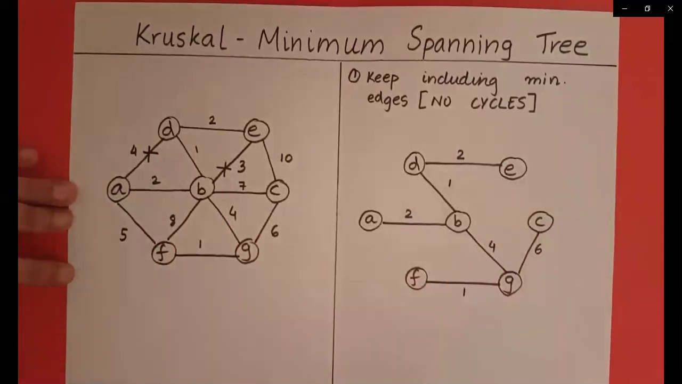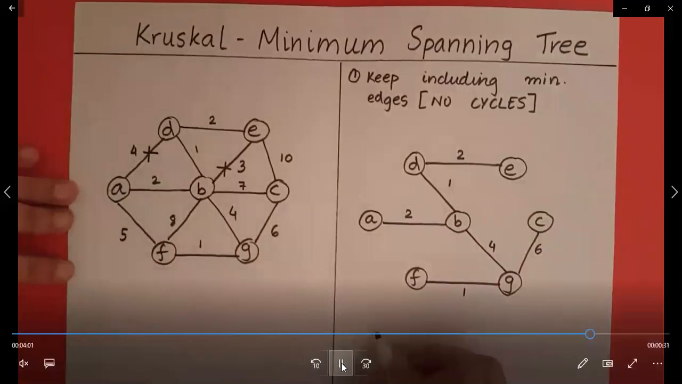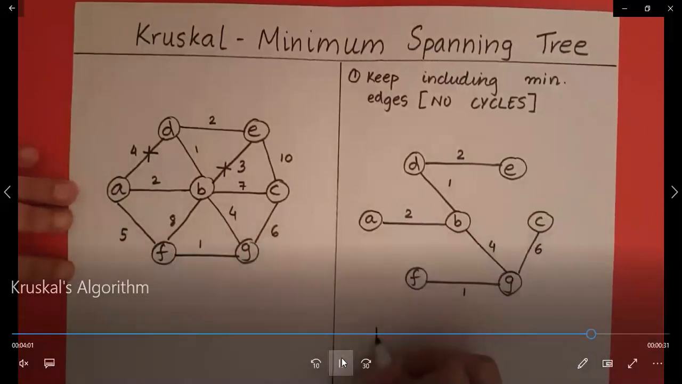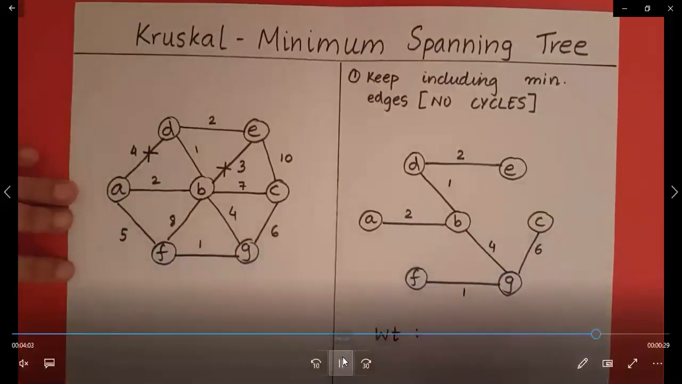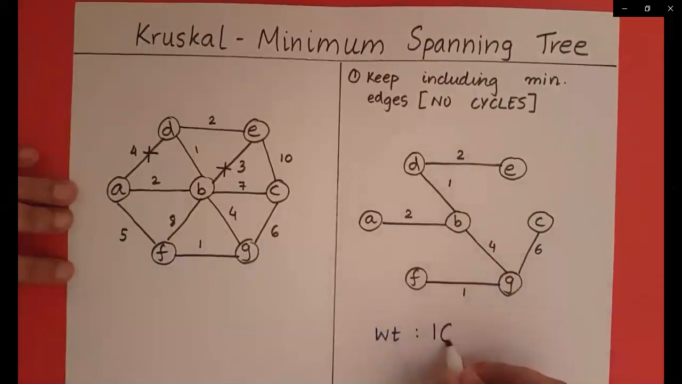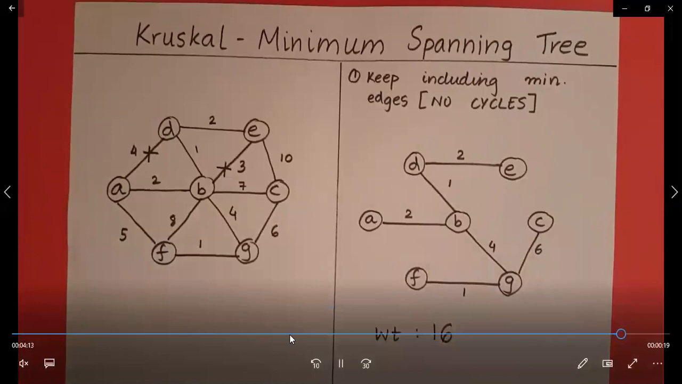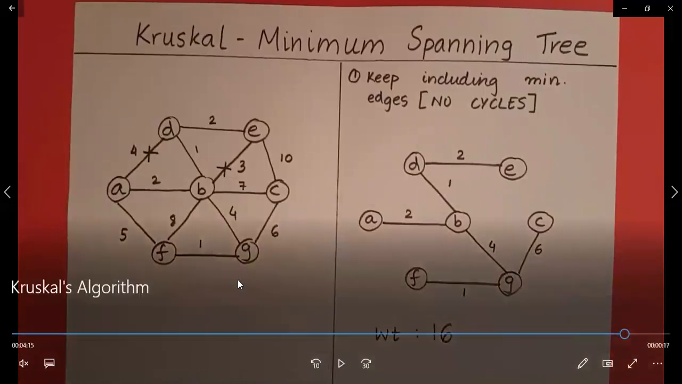Now if you see, we have to find out the weight. What is the total weight? Total weight is 10 plus 5, 15, 16. So 16 is the total weight of the edges. So if you see, how many vertices does the graph have? 1 2 3 4 5 6 7. So have you considered all? 1 2 3 4 5 6 7.